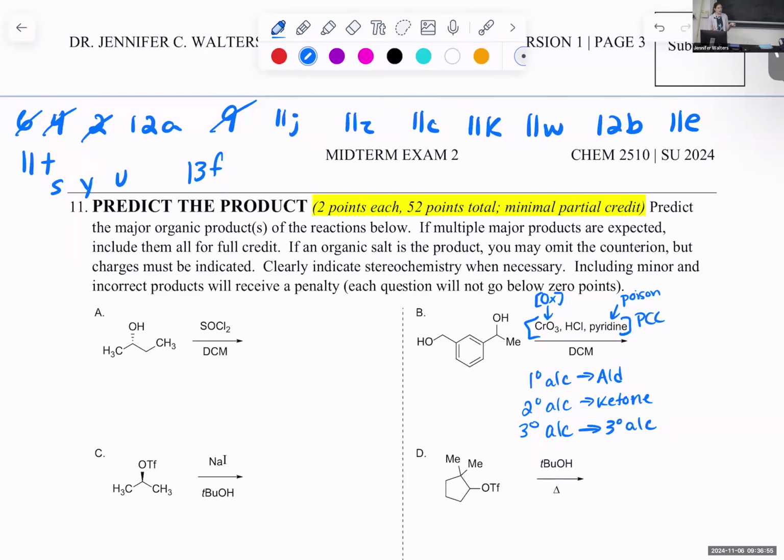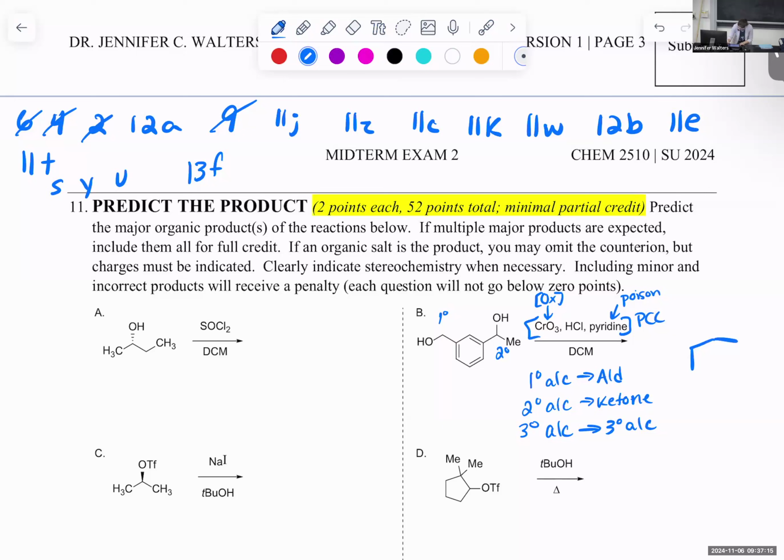All right, so now we gotta find our alcohols. I see I have this alcohol, this is a primary. I know it's primary because it's only attached to one other carbon. So that primary alcohol is going to become an aldehyde. My secondary alcohol, because it's attached to two other carbons, is going to become a ketone. Everything else just comes along for the ride.